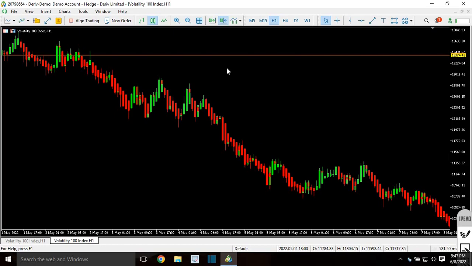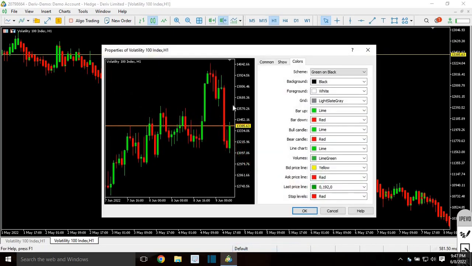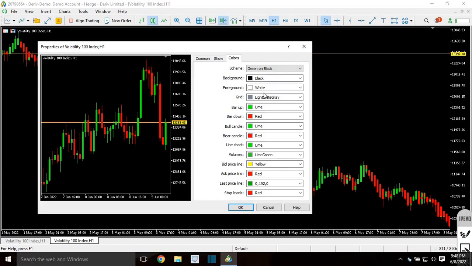So let's right click on the computer and head over to properties. You can also press function 8. Now in the colors, because we are using a black background, we want to make every candlestick in our charts the normal colors of the candlesticks that we had in our charts. We want to make them black so that we remain with the original colors for Heiken-Ashi, right?